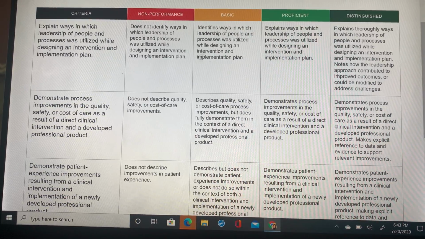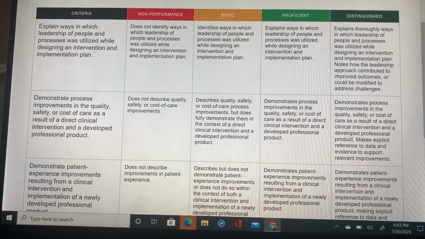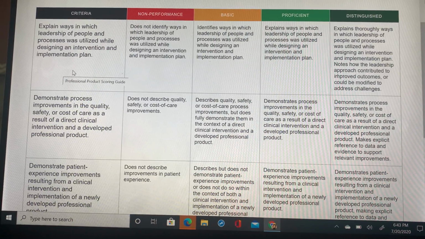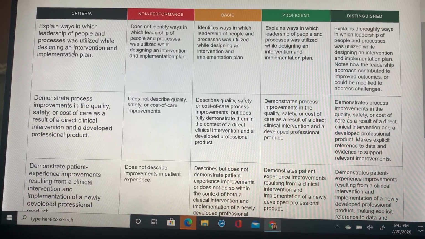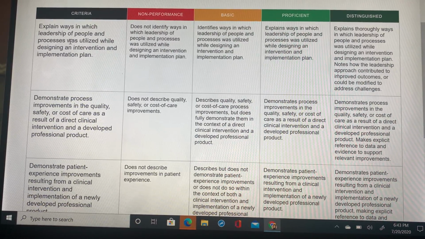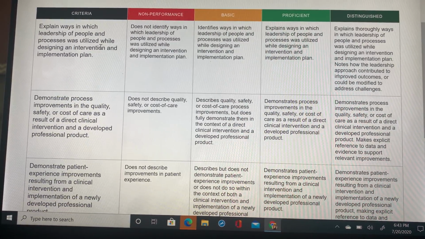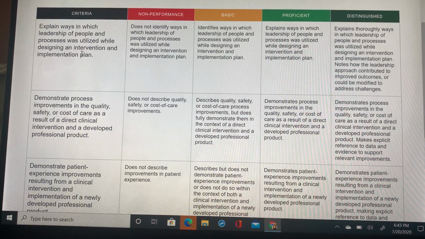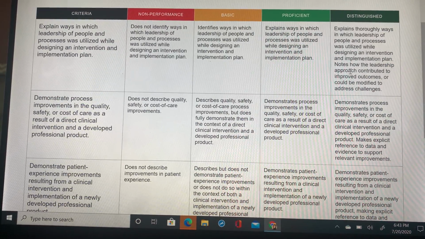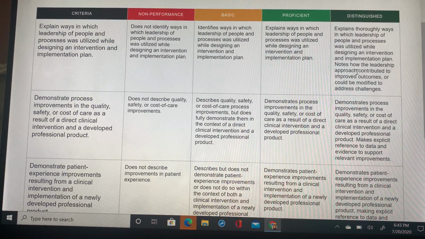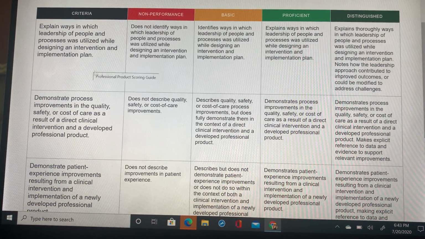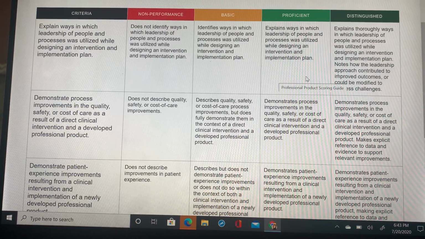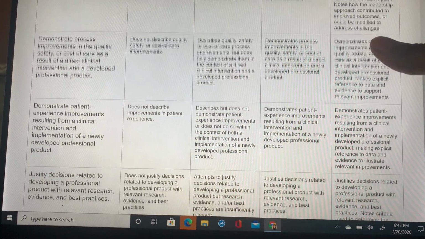Okay? So your first paragraph, after your introduction paragraph, will be explaining in which leadership of people and processes was utilized while designing an intervention and implementation plan. Also notes how the leadership approach contributes to improved outcomes or could be modified to address challenges. So you need all of that in that paragraph, or however many paragraphs it takes you to talk about it.